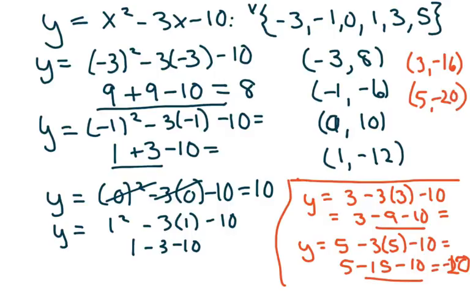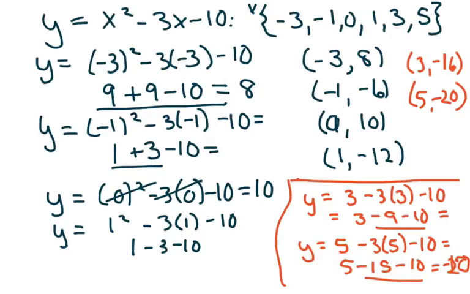Now we're supposed to graph these points. So I'm going to graph everything by 2. So this will be 2, 4, 6, 8, 10, 12, 14, 16, 18, 20 going up here. And this will be 2, 4, 6, 8, 10, 12, 14, 16, 18, 20.